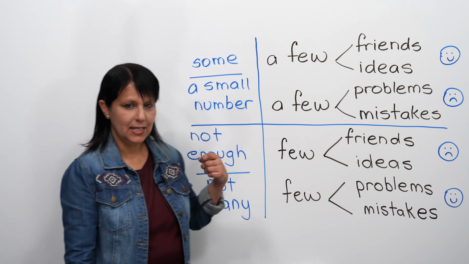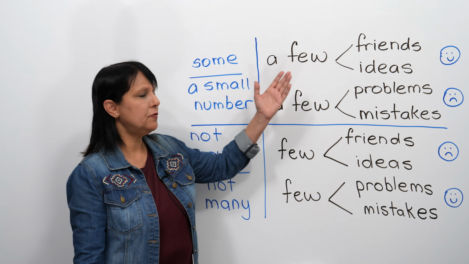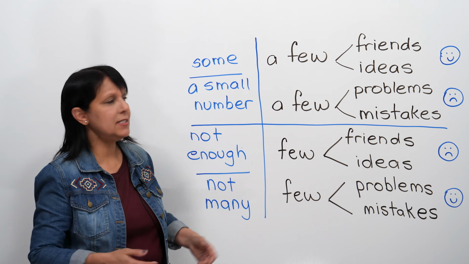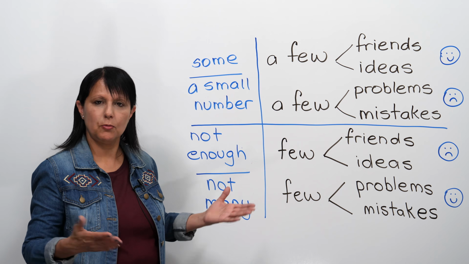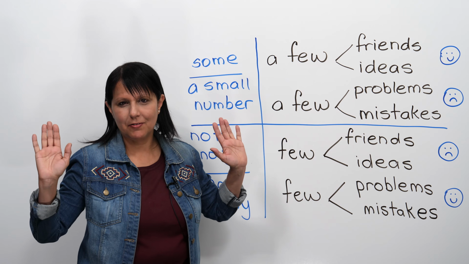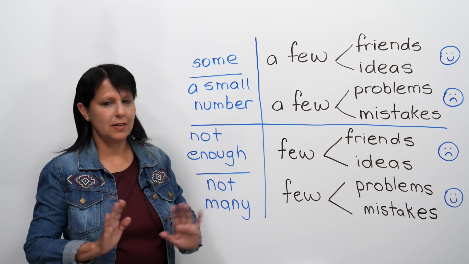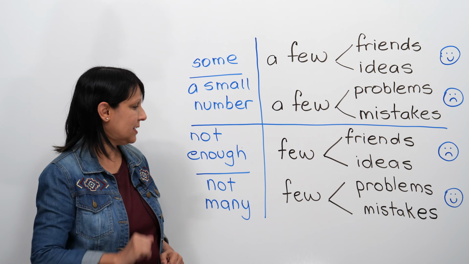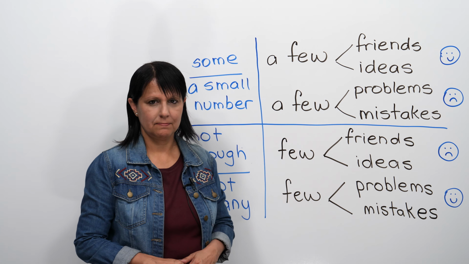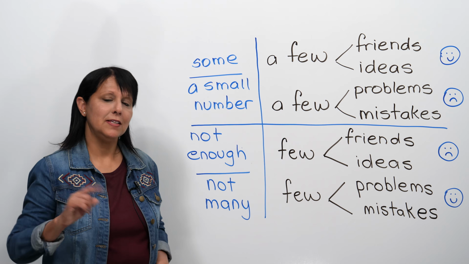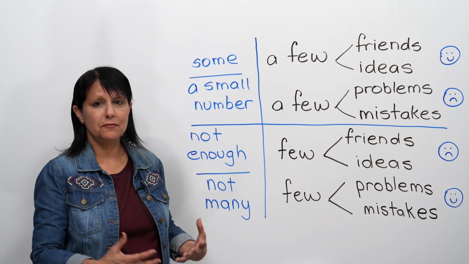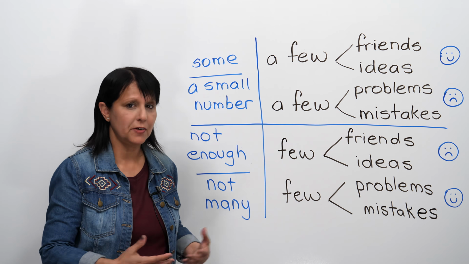So if I say, he has a few friends, what does it mean? He has a few friends, he has some friends, he has a small number of friends, but he's good with that. He's happy, all right? He has a few friends. Nothing wrong. But if I say he has few friends, that actually means the opposite. It means the way he feels, he doesn't have enough friends. He wishes he had more friends.